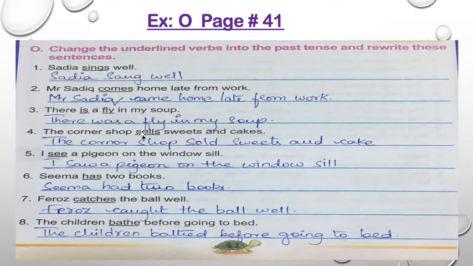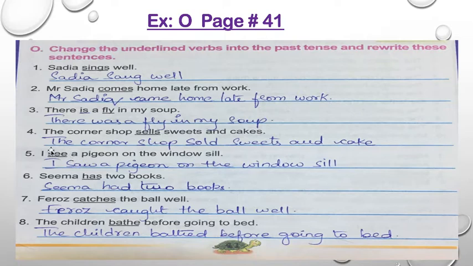Next, the corner shop sells sweets and cakes. So, sells will be changed to past tense. So, let us see what we will be doing. The corner shop sold sweets and cake. So, sells will be changed to sold. Okay, underline sold.